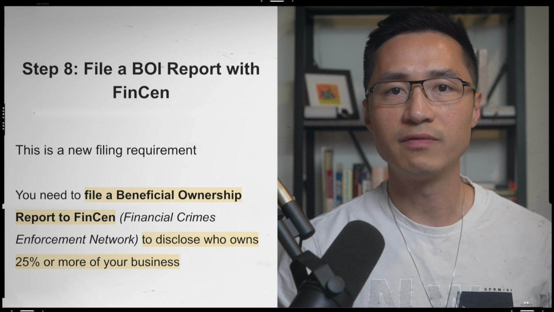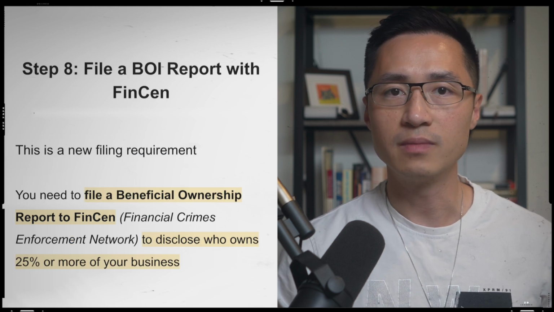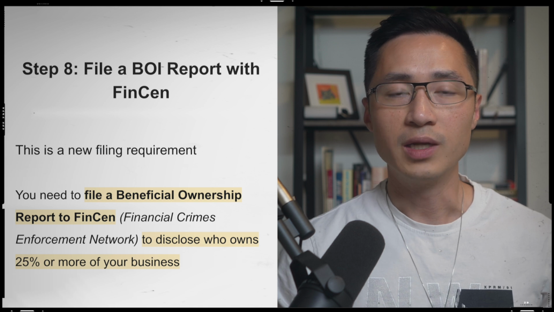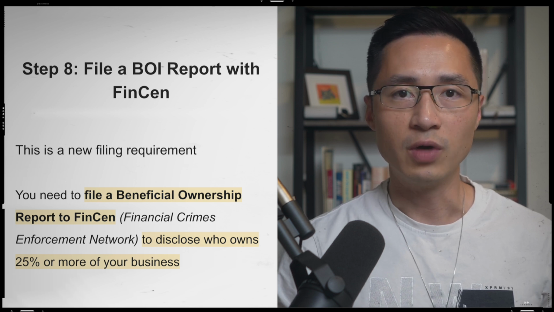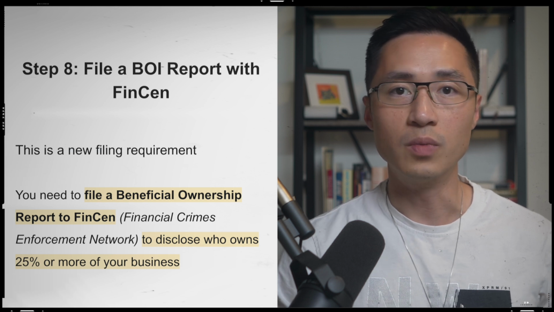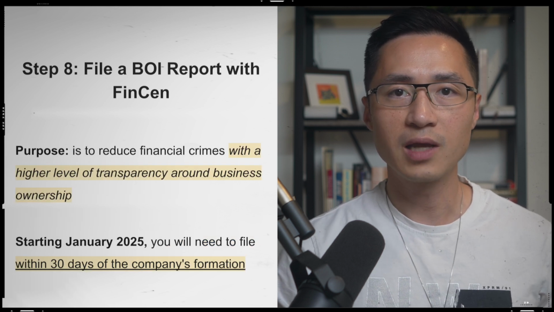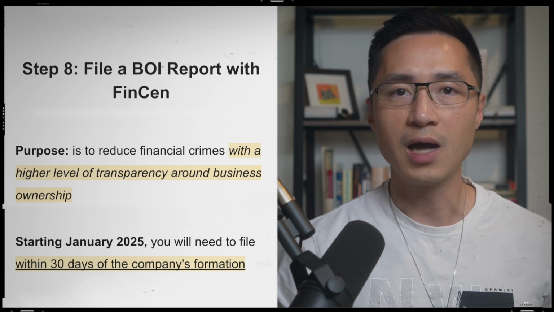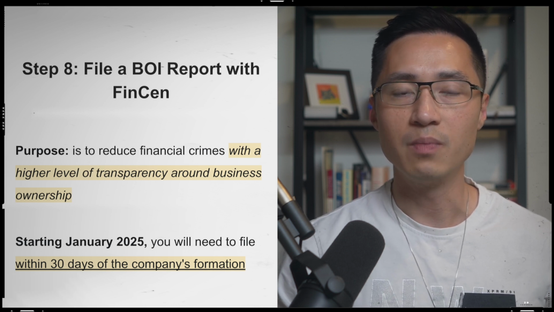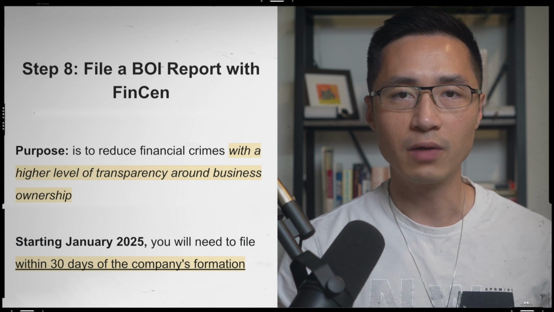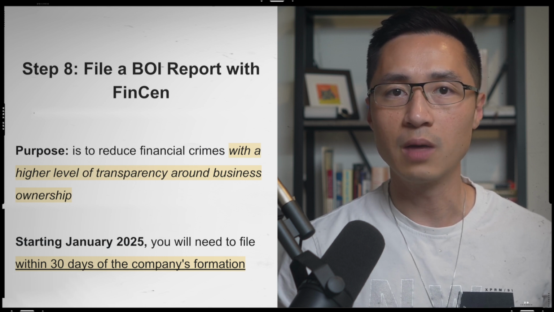The next step is to file a BOI report with FinCEN. So this is a new filing requirement that applies to all LLCs. You need to file a beneficial ownership report to FinCEN, which stands for the Financial Crimes Enforcement Network, to disclose who owns 25% or more of your business. It is basically a disclosure filing, and the purpose of it is to reduce financial crimes with a higher level of transparency around business ownership. And starting in January 2025, you will need to file this report within 30 days of the company's formation.